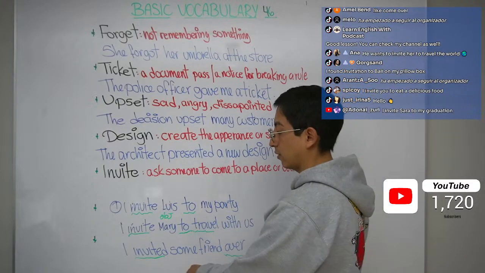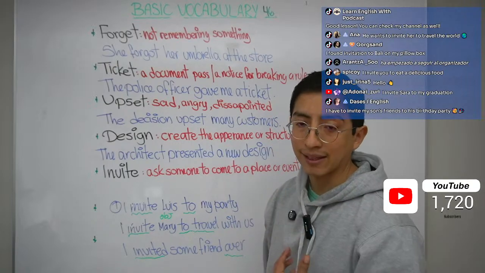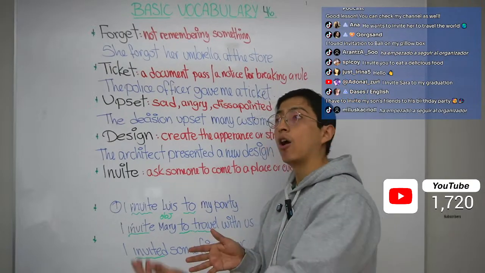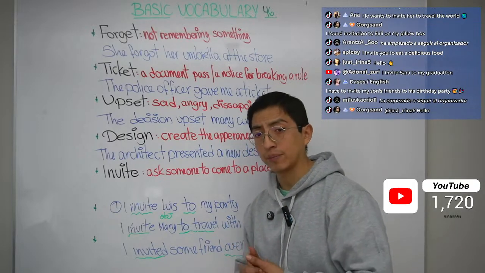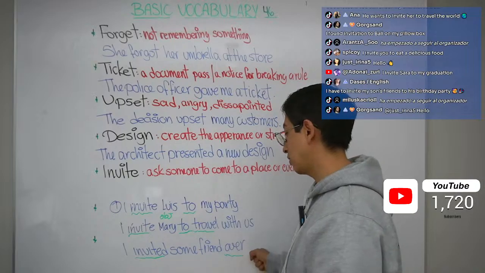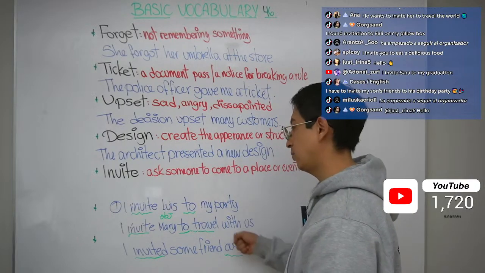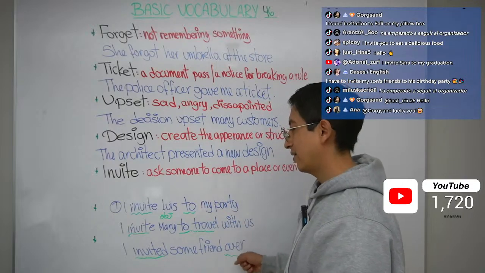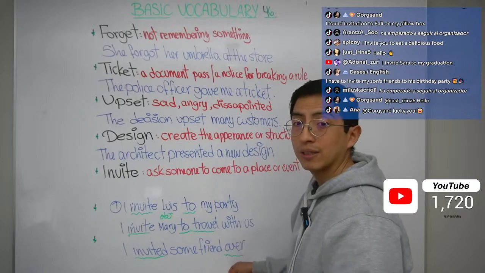Y la última, cuando hablamos de invite over, ¿ok? Invitar a casa. To invite someone over. Invitar a alguien a tu casa. Entonces, no es necesario que pongas acá, I invite someone to my house. Yes, podrías poner to my house. Ok, to come to my house, perdón. Pero más sencillo es ponerle el over.